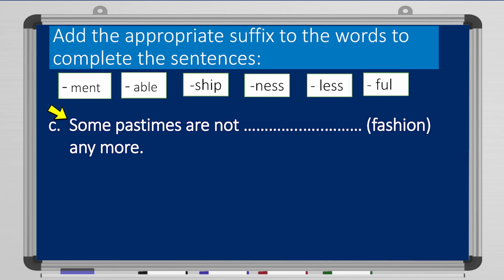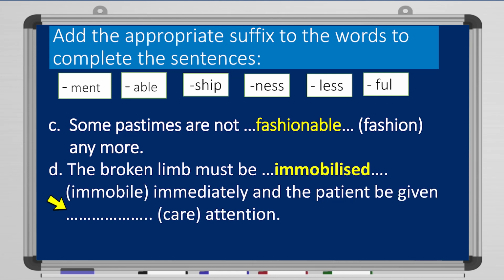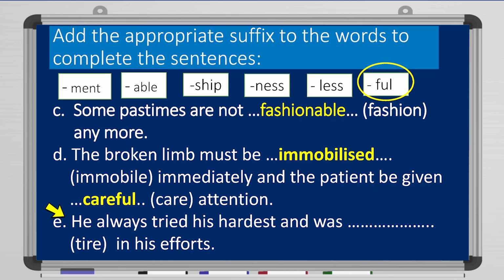Excellent. Let's check C. Some pastimes are not fashionable anymore. And D. The broken limb must be what? Must be immobilized and the patient be given careful attention. And the last one here, he always tried his hardest and was tireless in his efforts. I'm sure you got it correctly and you did a great job.